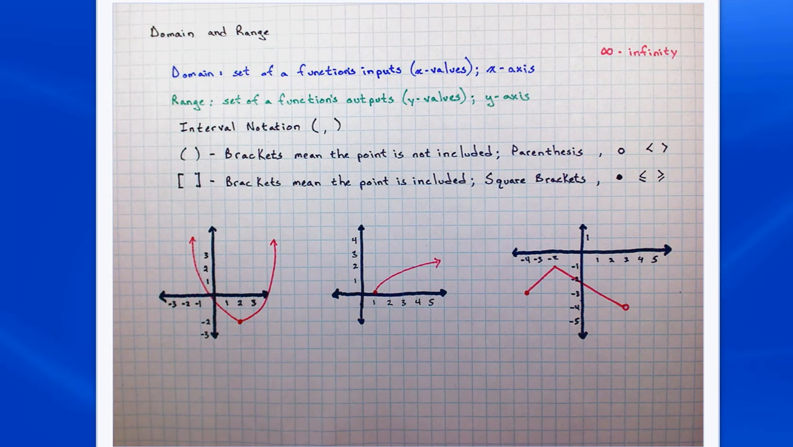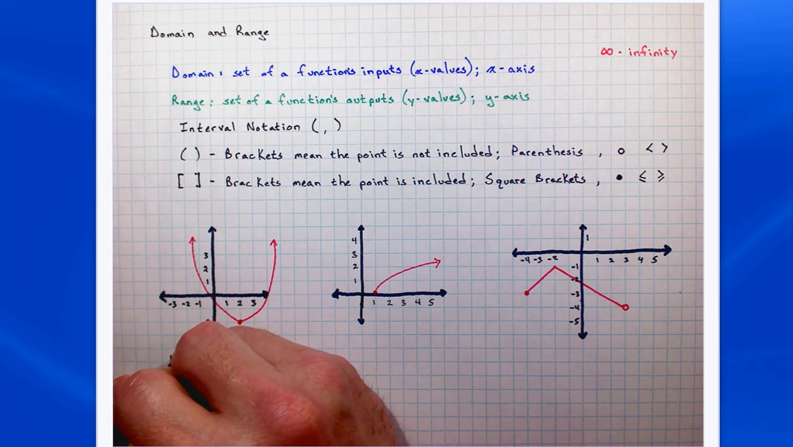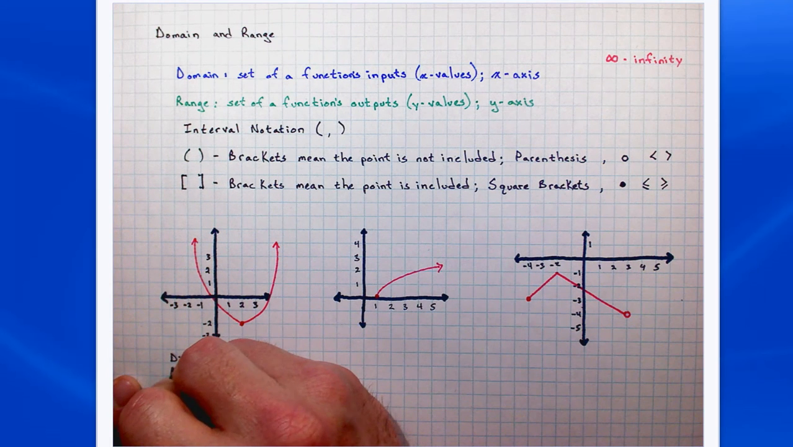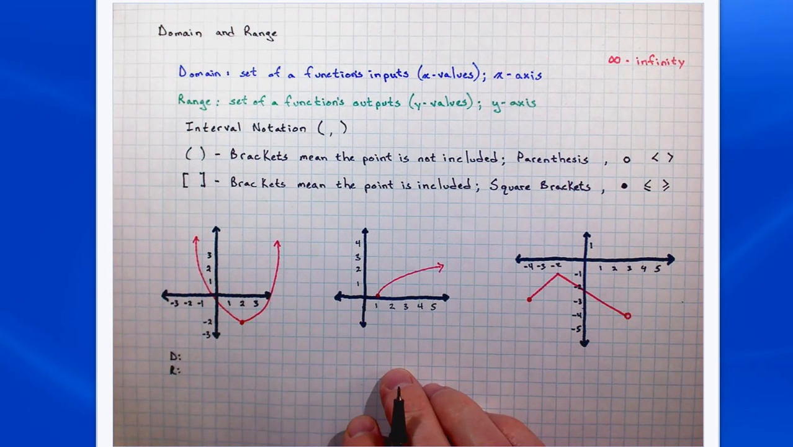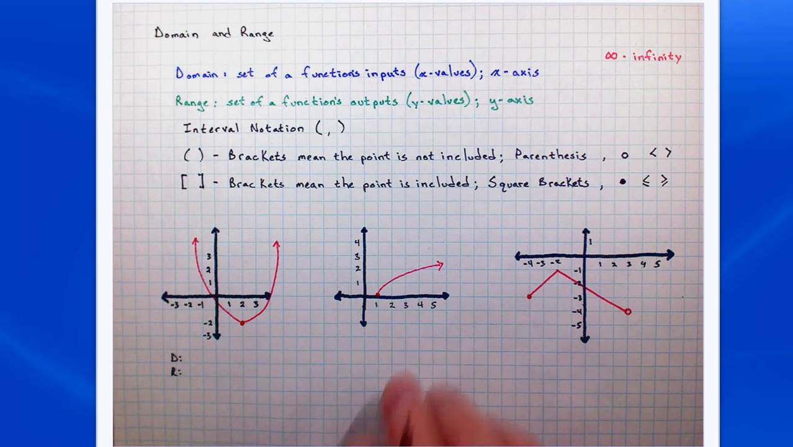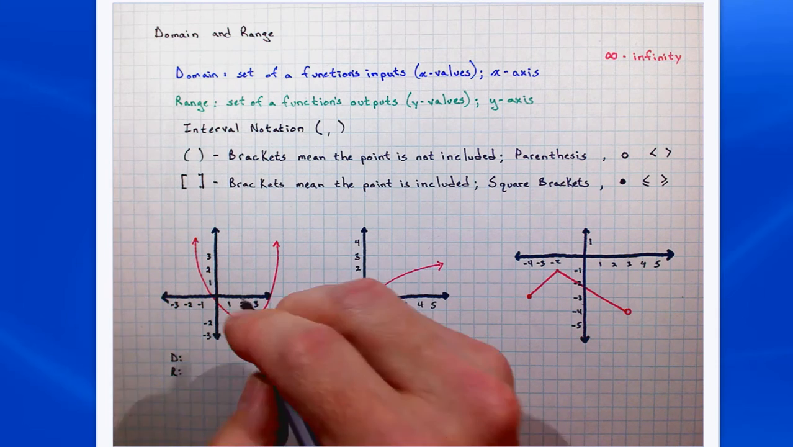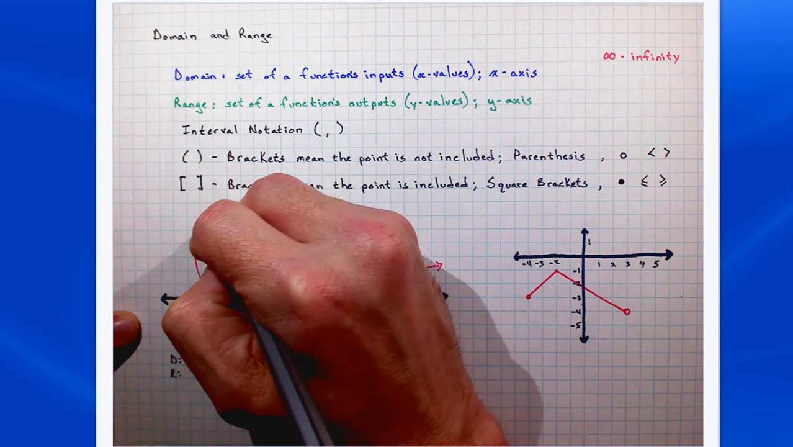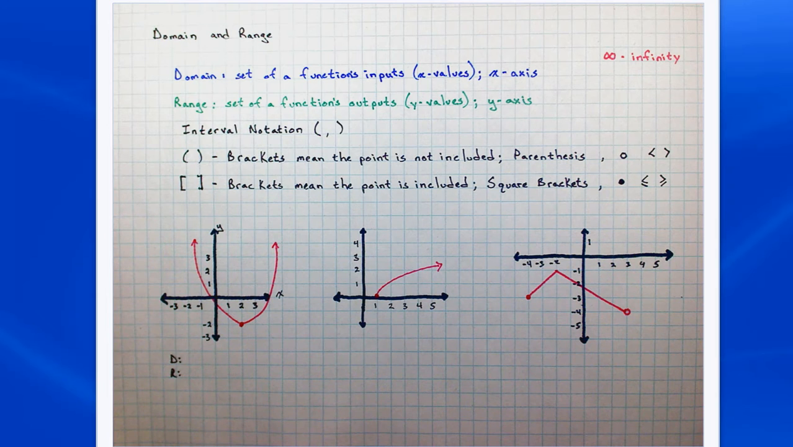So again, the domain is the set of a function's inputs, what we put into the function, which is our x values, and we look at the x-axis. So over here, we're going to look at finding the domain and the range of this function. We'll start with the domain, and the domain is what? The x or the y? It's our x values. So this is my x-axis, and this is my y-axis.